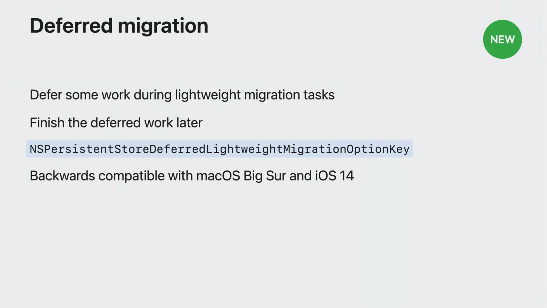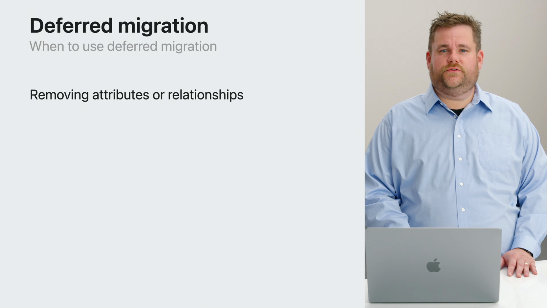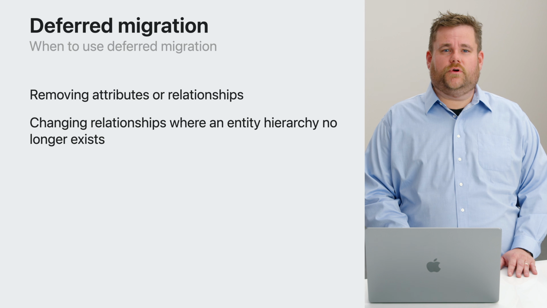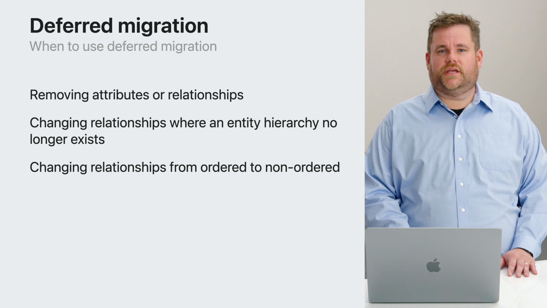The Deferred Migration API has runtime compatibility all the way back to macOS Big Sur and iOS 14. Deferred migration is only available for SQLite store types. Some examples of where deferred migration might be useful include removing attributes or relationships from an entity, changing relationships where an entity hierarchy no longer exists, and changing relationships from being ordered to non-ordered.